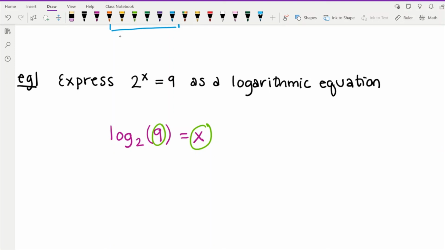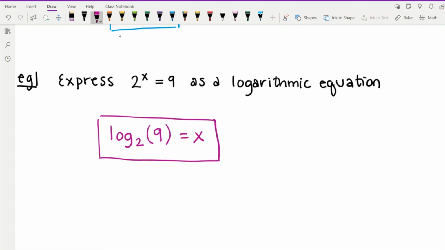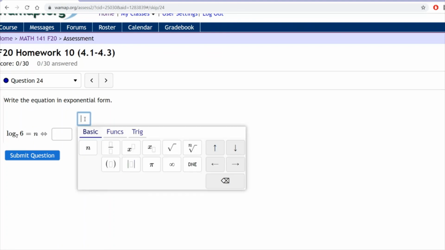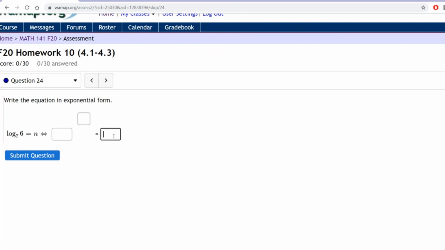So I just want to quickly show you how to enter your answers on the homework that asks you to do these, because it's just a little bit funny with the way it's formatted. So I'm just going to pull that up. Okay, so this one is asking you to start with logarithmic form and then rewrite it in exponential form. So notice how the boxes are arranged in this funny way. That's because you're supposed to put the base here, the exponent here, and the answer here.